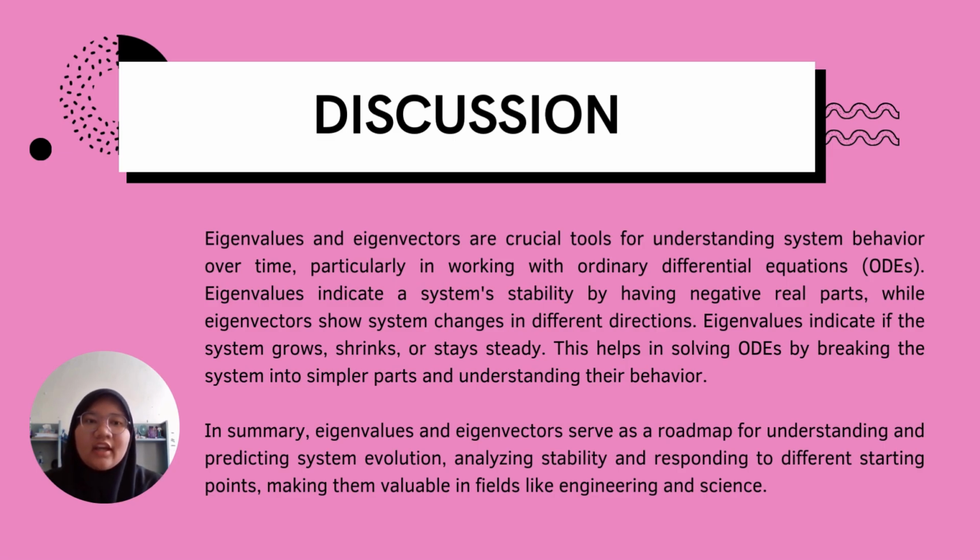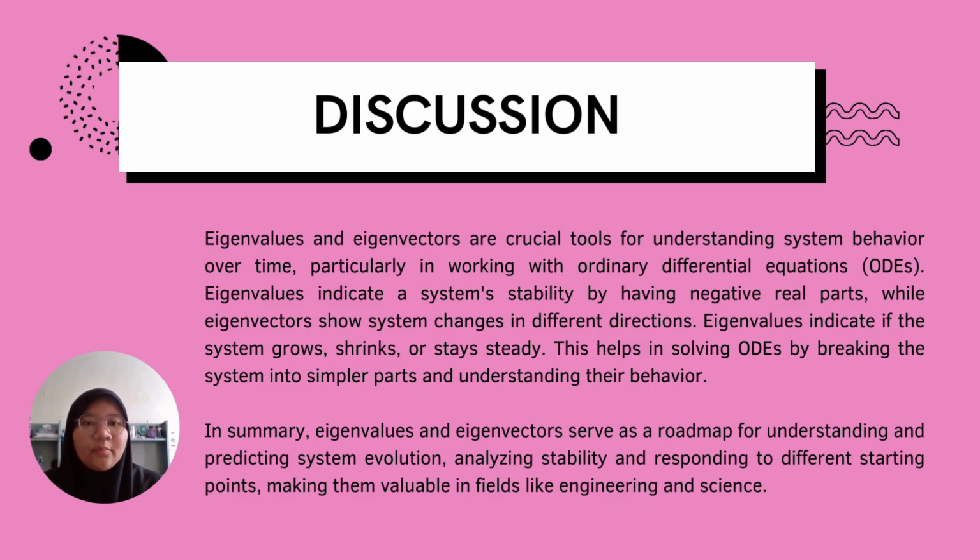Eigenvectors, on the other hand, show how the system changes in specific directions. They describe the independent components of the system evolution, providing insight into how a system behaves in each of these directions. Together, eigenvalues and eigenvectors simplify solving ODEs by breaking the system into simpler parts. They help us understand the behavior of each part independently and predict the overall system evolution.